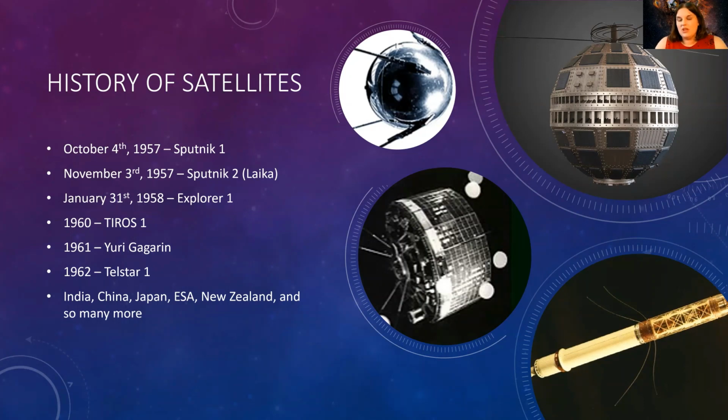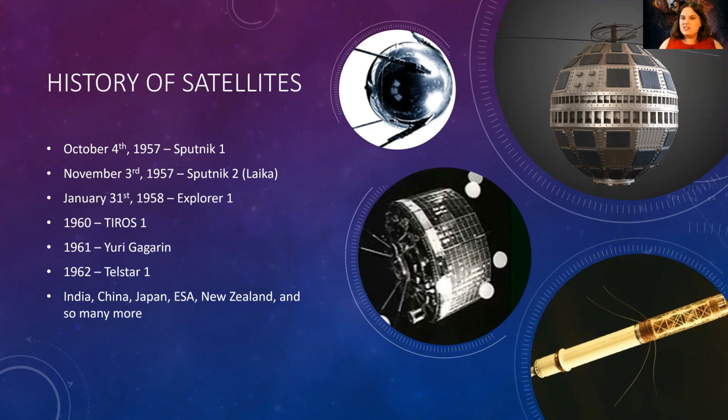And a few months after that, we released Explorer 1. Explorer 1 was the first satellite by the United States, which is the picture in the bottom right. The picture on the top left is that of Sputnik 1. So the space race kept going and going.